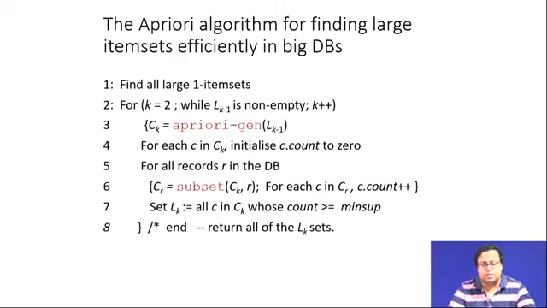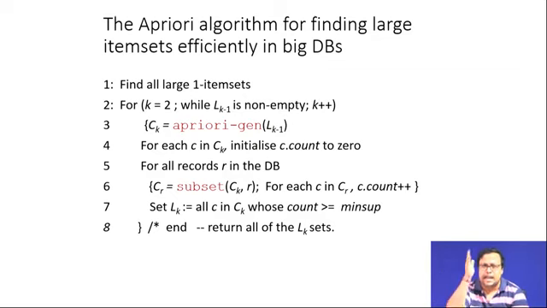So, the Apriori algorithm for finding large item sets efficiently in big databases. This is the algorithm that is saying: it finds all large one-item sets, that is the first job. That means, find out which items are occurring at least 10% of times, if that is your cutoff. Then for k equal to 2, while L(k-1) is non-empty, k++. So, when L(k-1) is non-empty, it is not blank, then increase the k, otherwise keep the k like that. So, if 2 items are not occurring 10% of times, then 3 items will not occur 10% of times.